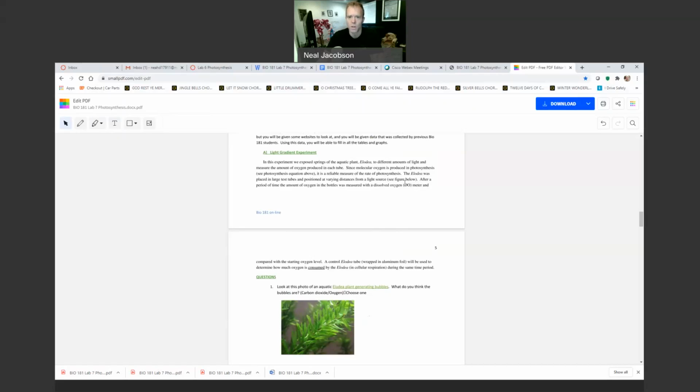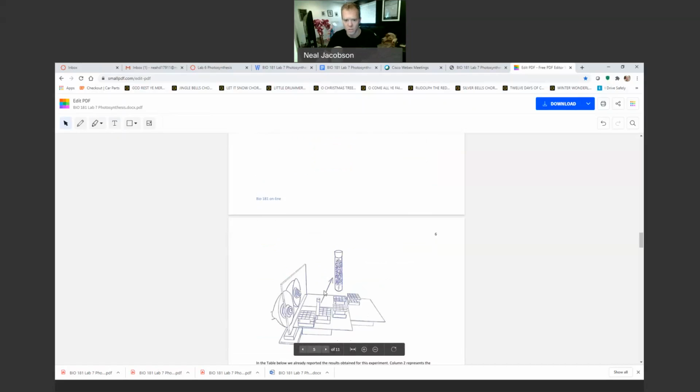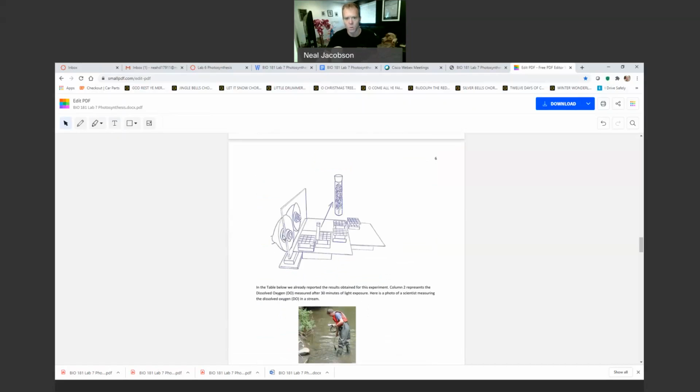So basically how this works is that we take Elodea, which is this water-based plant, and we place it into a little tube with water in it, and we cap it. We make a whole bunch of these tubes with these plants in them, and then we place tubes at different intervals from a light source. I'll show you, there's a diagram right here. Here's our light source, here's our tube with Elodea.